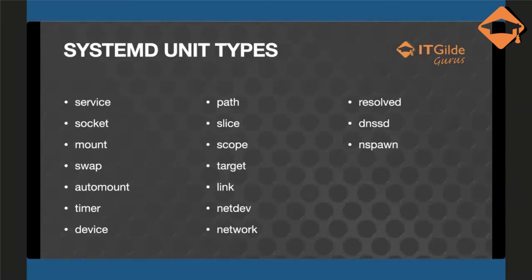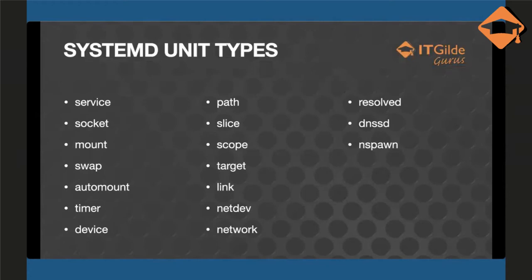The path unit to manage and monitor files and directories. This one is really cool. It can check if a directory or file exists and create it for you if necessary, but also if the content of a directory is changed, and then trigger a service to do something with it. For instance, create a new backup. A slice, system-wide resource management using cgroups. Scope, the same, but now for users. A target is a collection of other units used during boot or just to start a more complex system, such as an NFS server that needs several daemons to provide a complete solution.